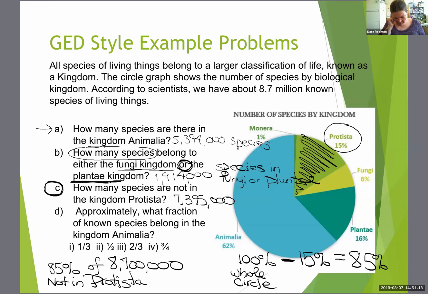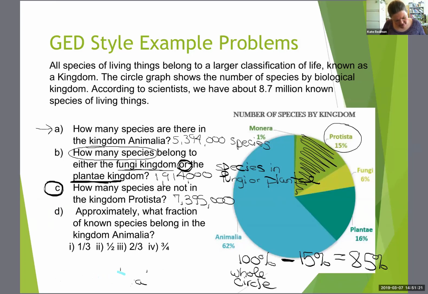Let's move on now. Let's look at D. D says, approximately what fraction of known species belong to the kingdom Animalia? Okay, guys, what am I asking you to do? Convert percent into a fraction. Convert a percent into a fraction. And I gave you this word, approximately. Permission to use a visual approximation.